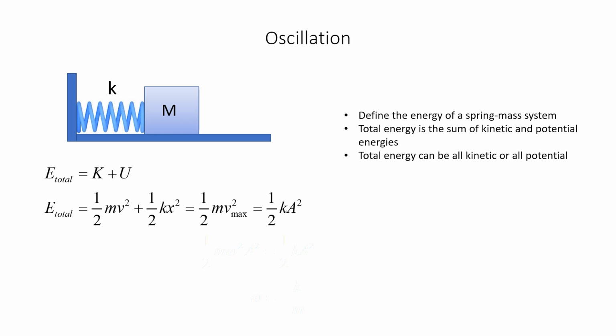At some point in its oscillation, the total energy could be either all kinetic or all potential energy. When the velocity is the fastest, when it's moving through equilibrium, the total energy is 1/2 m v max squared. When the mass is at its turnaround points, then x equals the amplitude value, and the total energy equals 1/2 k times the amplitude squared.